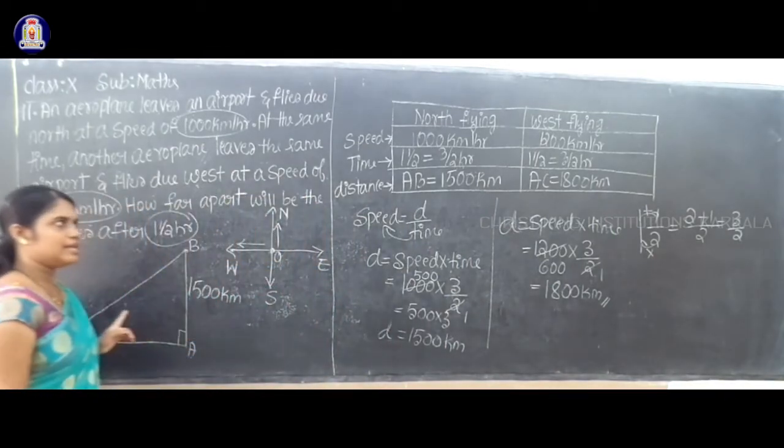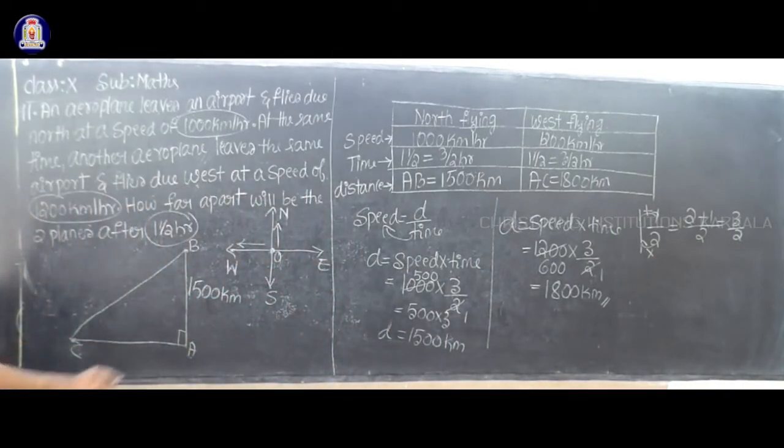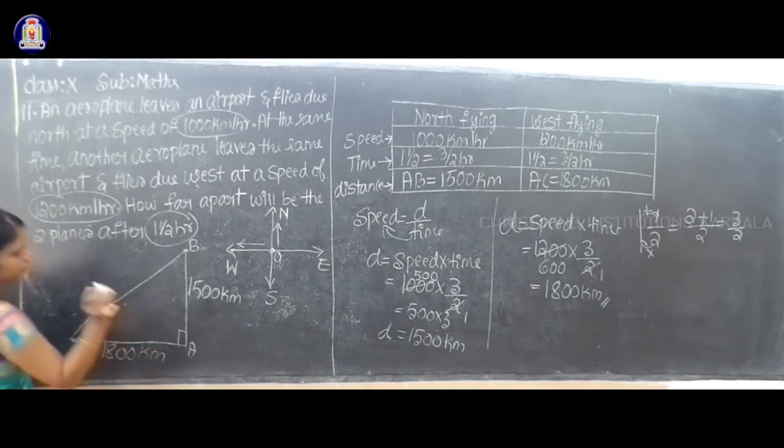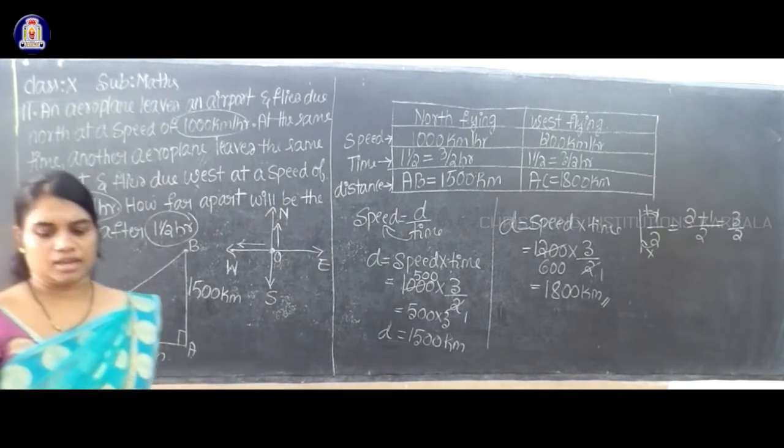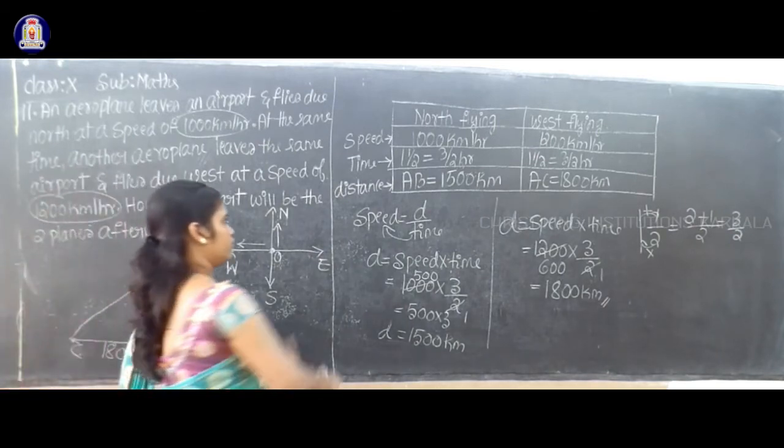So I will represent it on the diagram. AC is about 1800 kilometer. Yes. So now, can I calculate the length of BC? Yes, by using Pythagoras theorem. So therefore, I will do it here.